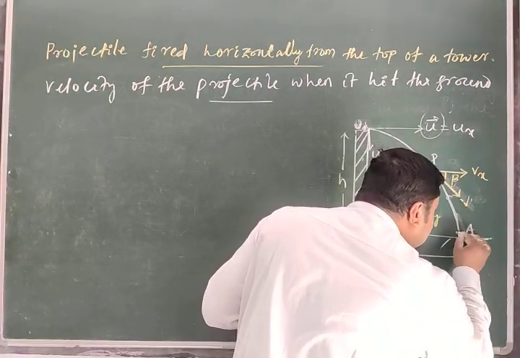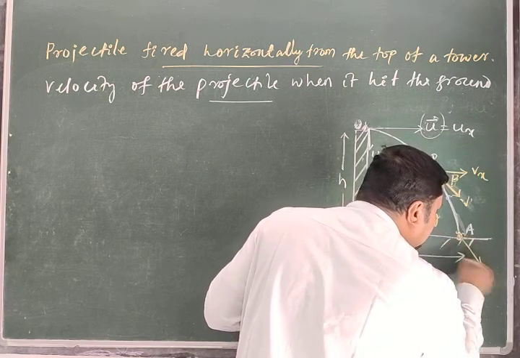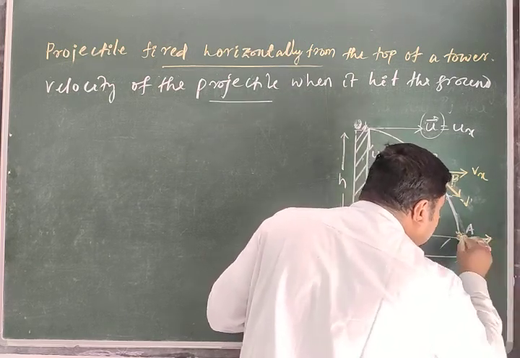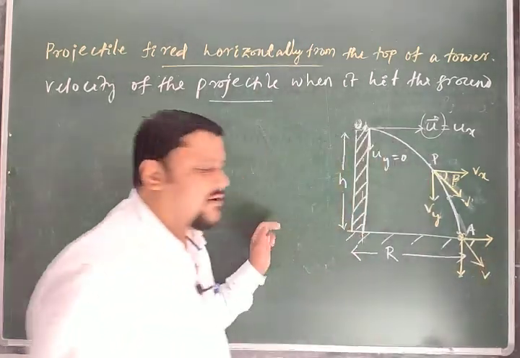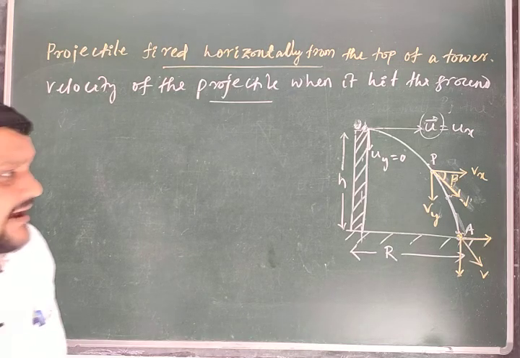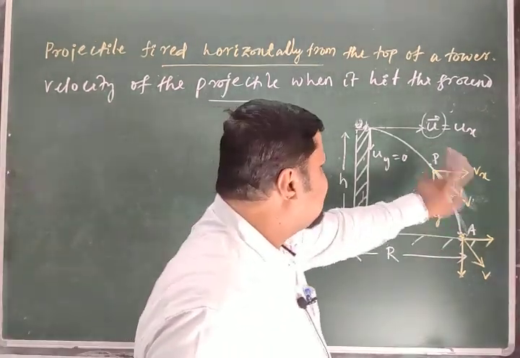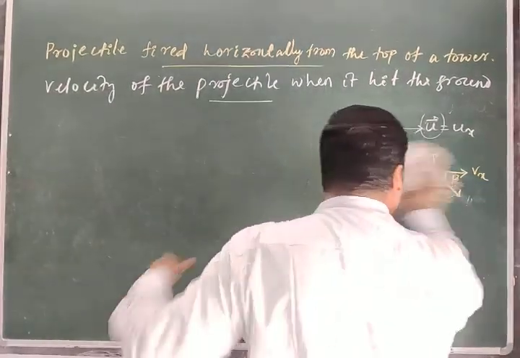So at this point, this is the velocity, and this is one component, this is another component. Let me consider this velocity as V. So before hitting the ground, let the velocity be V. Let me make it clear again.